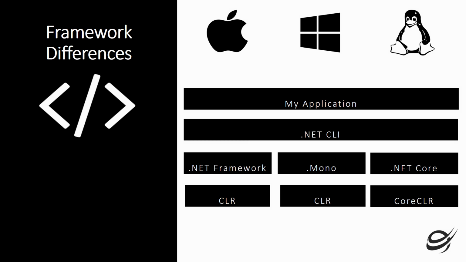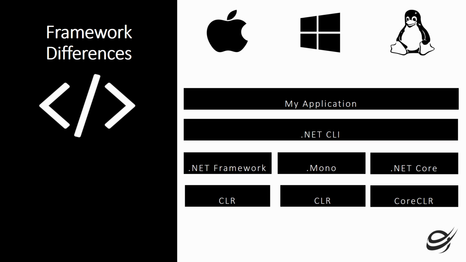There are large framework differences between the .NET Framework and .NET Core. As you can see right here in this diagram, we have a hypothetical application called My Application. And in between that item, we have the .NET CLI, which is the new command line interface associated with .NET Core. So the interaction with .NET Core can be utilized through the commands of the .NET CLI, and .NET Core is manipulated and executed and managed through the Core CLR.